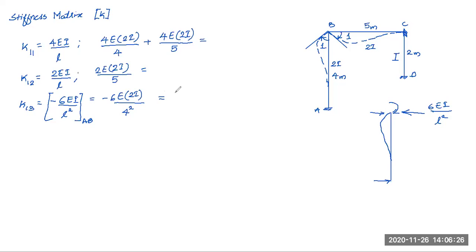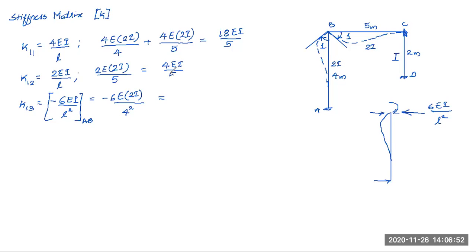So how much does this come out to? Can you give this value? 4, 4, 4. Okay, 5 to 10 plus 8, 18 over EI. 18 by 5 EI. Okay, 18 by 5, right? EI by 5. Is that correct? Yes. For this it will be 4EI by 5.